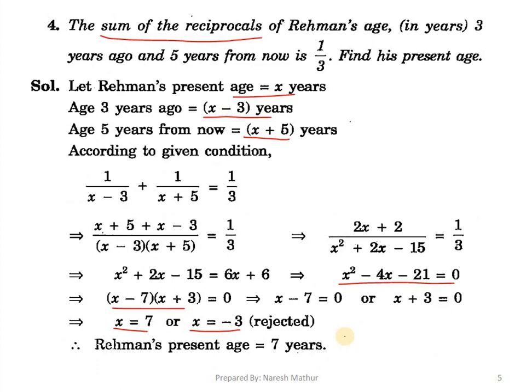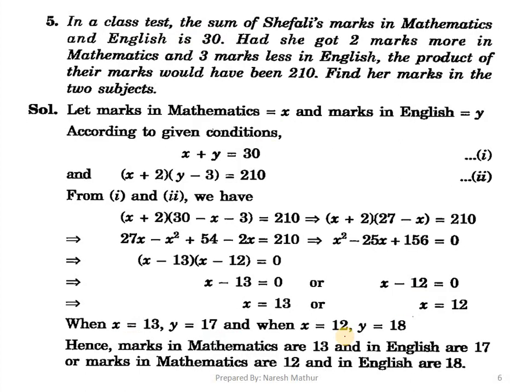This kind of question is simply based on ages, pattern problems based on ages. Now it's quite simple, but we are always given two conditions in any question. So here the first condition is that the sum of the marks is 30, and the second condition is, if she gets 2 marks more in maths and 3 less in English, then the product will be 210. So the first condition will be written as x plus y equals 30. X is marks in maths and y is marks in English. And if she gets 2 marks more in maths, then x plus 2, and 3 marks less in English, then y minus 3, the product of the numbers is 210.